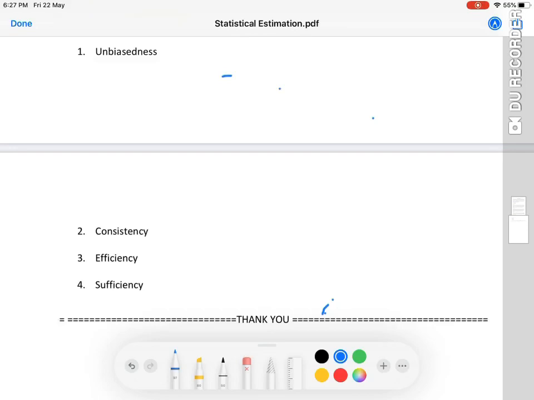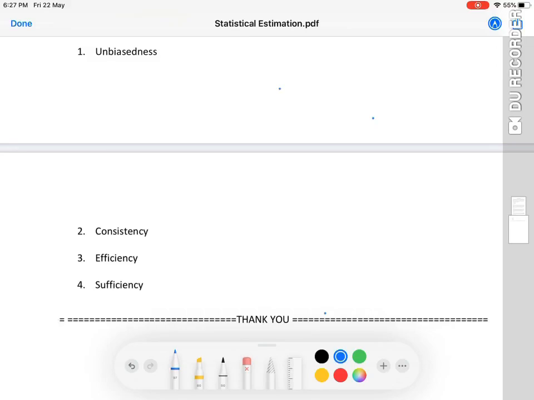Sometimes it is unnecessary to consider more than one estimator for sufficiency, because one estimator could help us with all the things. But most of the time, in order to check the validity of the data, we tend to use more than one estimator for a given data distribution. So these are the properties of a good estimator.